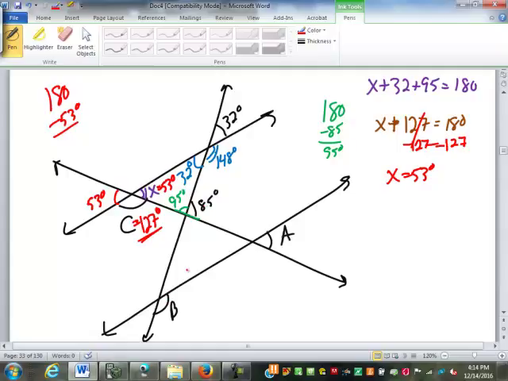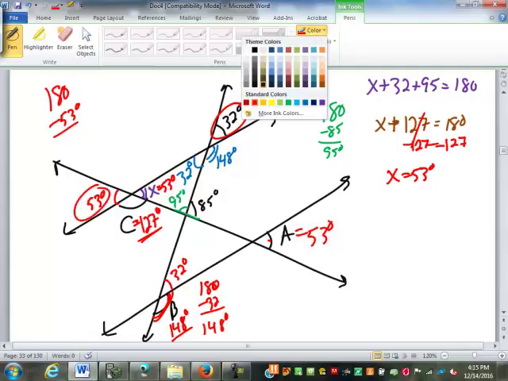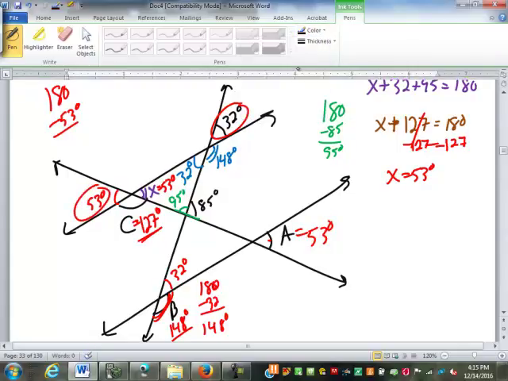How about B down here? What's this angle have to be? 32 degrees. So B has to be 180 minus 32, or 148 degrees. How about A over here? 53. Same as this one up here. So we can find, with those rules, if we have just a few angles in a situation, we can find several others.